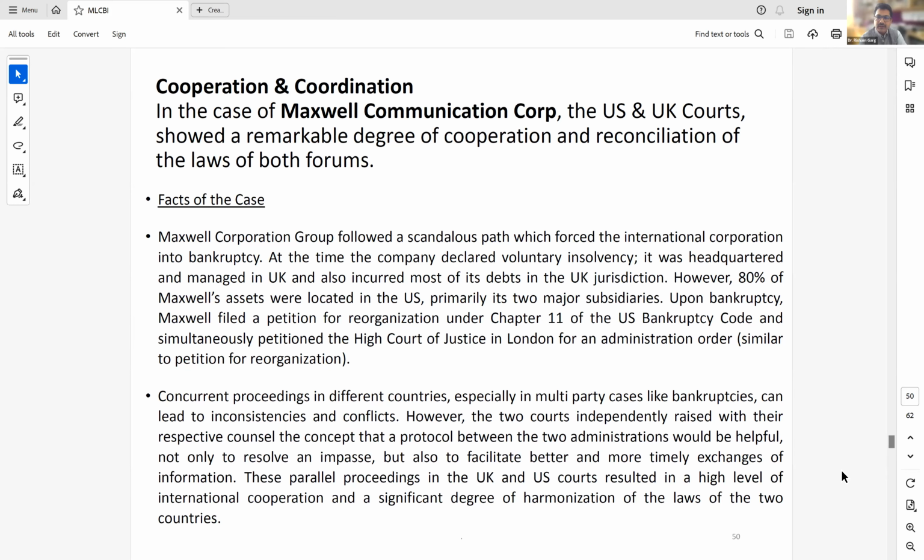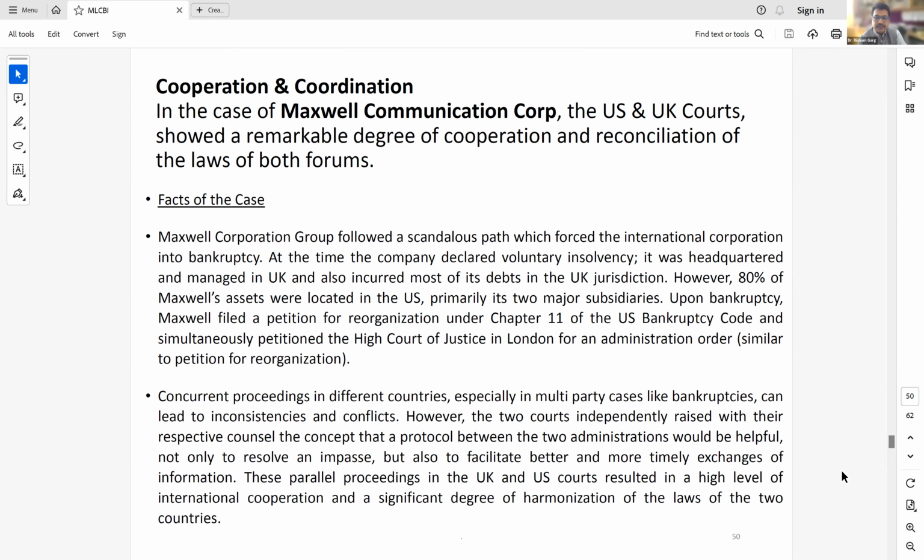In some cases, there can be only one proceeding, which is based upon the COMI, the main proceeding, but in some cases parallel or concurrent proceedings can continue. This was a case where the courts decided to continue with parallel or concurrent proceedings, however showing a remarkable degree of cooperation and reconciliation of the laws of both forums. Maxwell Corporation followed a scandalous path which forced the international corporation into bankruptcy.